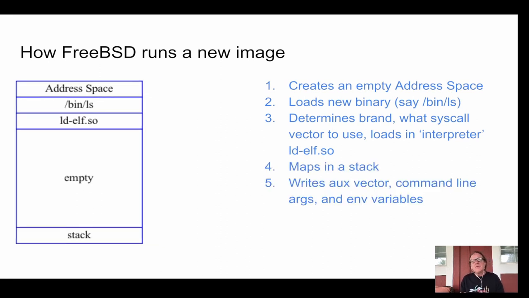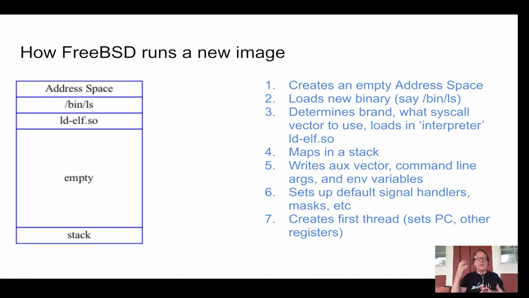Next, FreeBSD sets up the stack and writes a number of things onto the stack. The FreeBSD kernel communicates to the userland program not only through the args that were on the command line, but through an auxiliary vector of interesting things about the processor or the process, like this processor has floating point and NEON support, say on an ARM machine. Once it's constructed this, it creates the first thread. So it sets up all the CPU state for the thread.